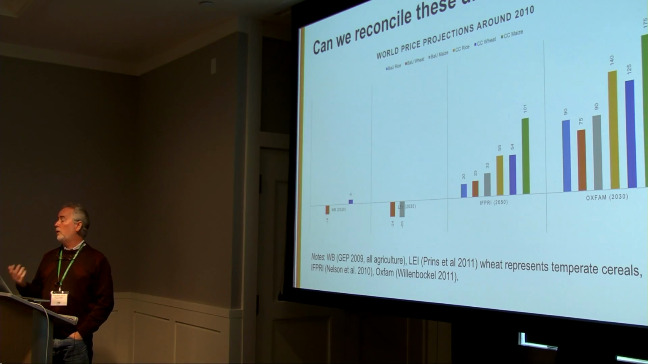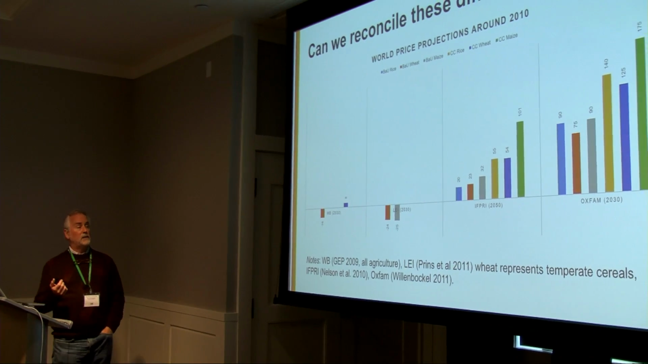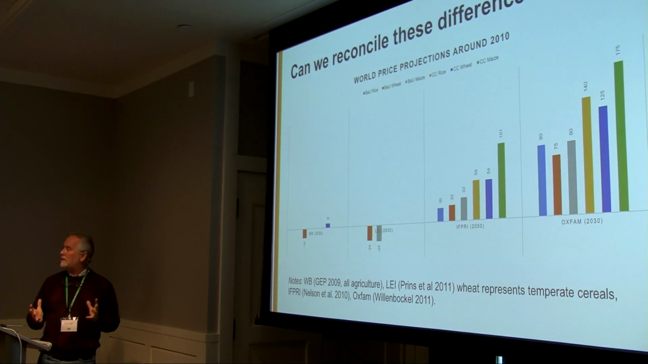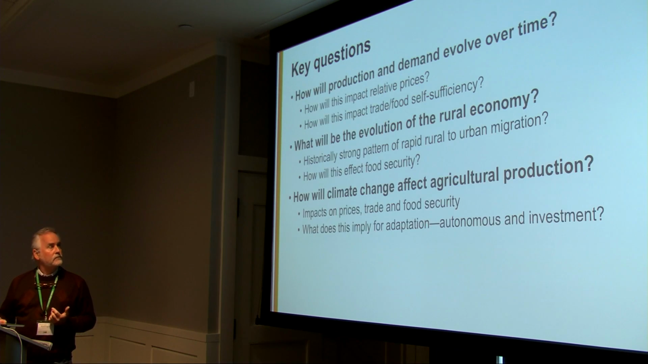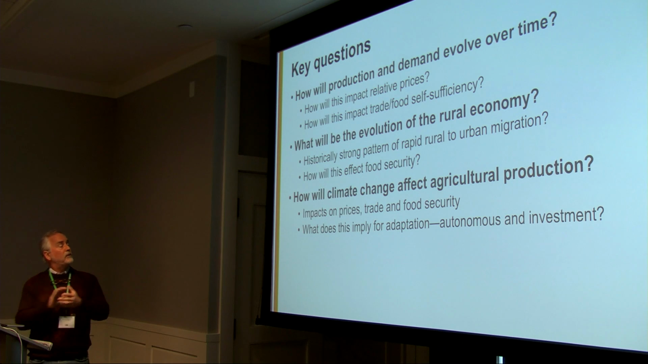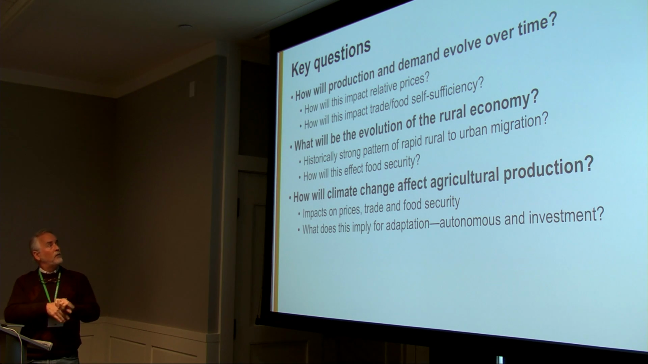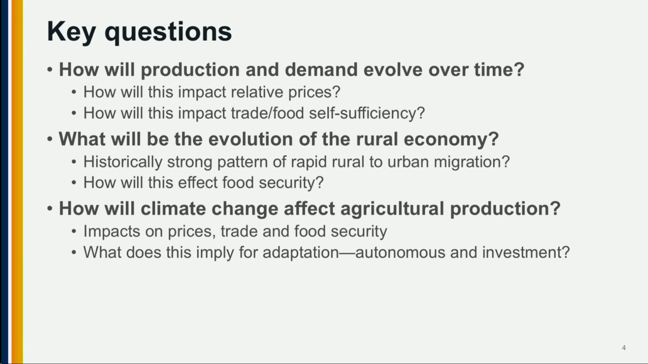All right, so we harmonized on the key drivers, so that's basically GDP and population growth, but we also harmonized on what we call the exogenous yield growth. So we're trying to eliminate the differences in the models that were just coming out from different exogenous assumptions. All right, so the key questions, I've already gone through some of them. So production and demand, how are they going to evolve over time? What is the impact on relative prices? What does this mean for trade, food self-sufficiency, and in some cases, some of the models are able to answer questions on nutrition as well.